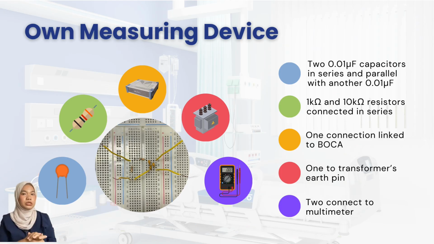Next, our own design measuring device. A circuit was constructed to assess various types of leakage current in a Boca under normal condition. This includes earth leakage current, enclosure leakage current, patient leakage current, and also patient auxiliary current. The self-developed prototype of the measuring device is shown in the figure here.